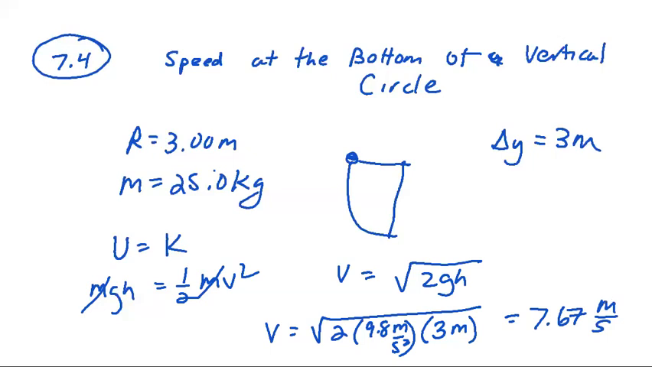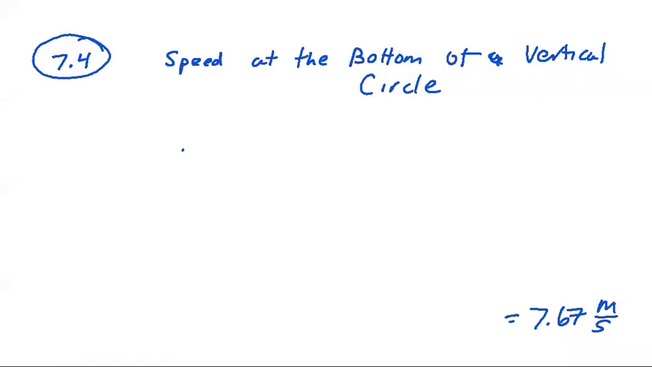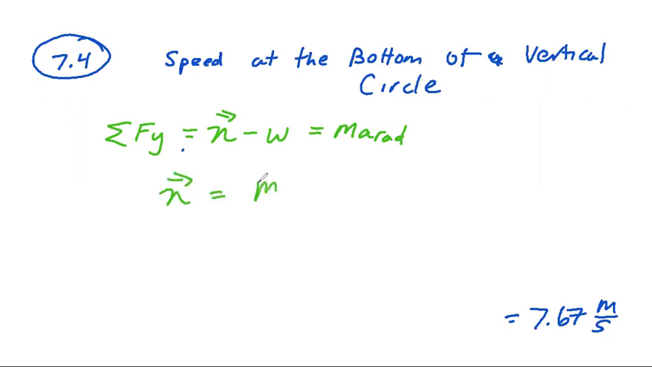All right, so let me clear and get some space. Okay, so the normal force acting on him at the bottom of the curve. The sum of the forces in the y are going to be equal to the normal force minus the weight equals m a radial. So my normal force is going to equal m a radial plus the weight. So this is going to be equal to mv squared over r plus mg.